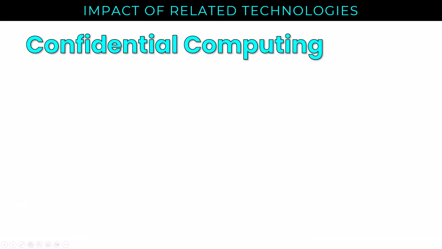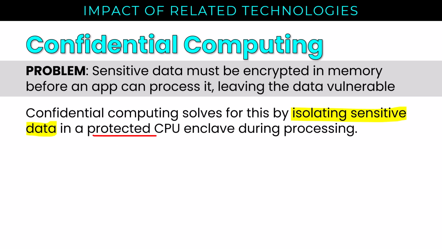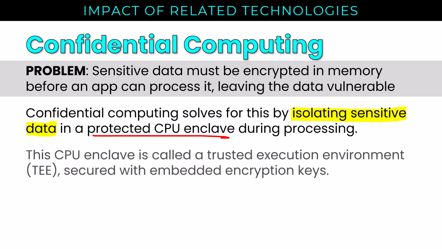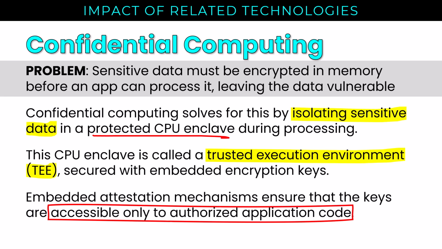Next up, we have confidential computing. So the problem solved by confidential computing is that sensitive data must be encrypted in memory before an app can process it, leaving the data vulnerable. So confidential computing solves for this by isolating sensitive data in a protected CPU enclave during processing. This enclave is called a trusted execution environment, and it's secured with embedded encryption keys. And embedded attestation mechanisms ensure that the keys are accessible only to authorized application code.